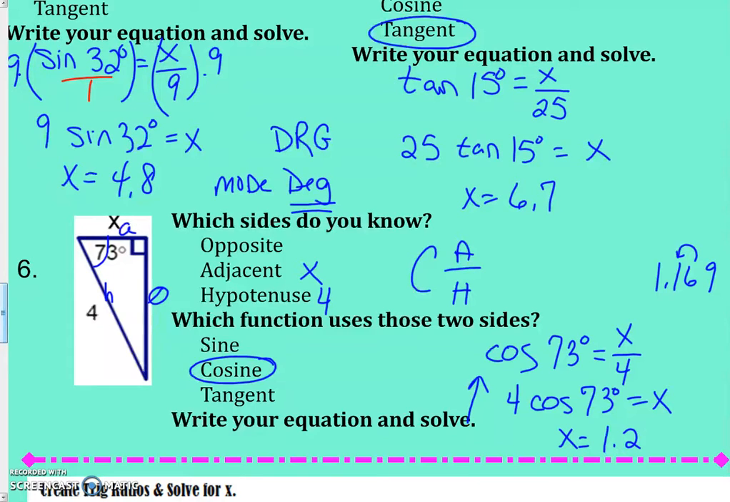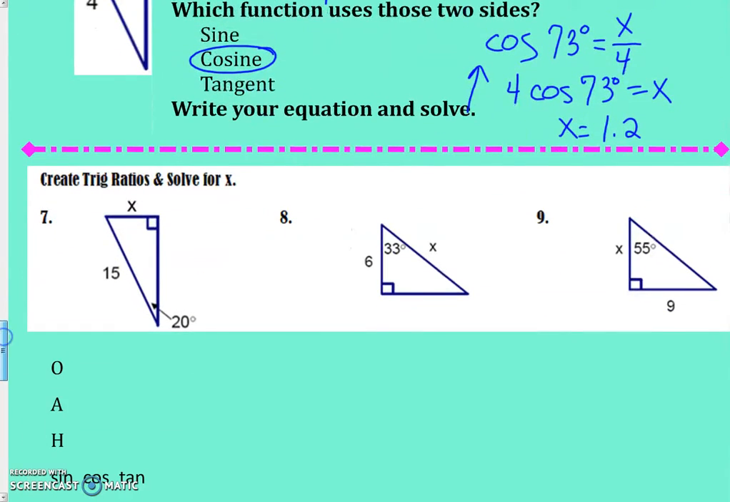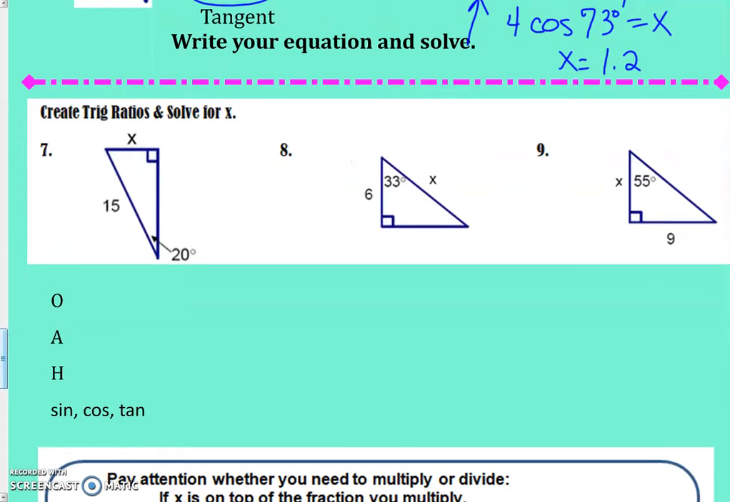All right, number 7, next page. Create your trig ratios and solve for x. So same as the last problems, but I haven't given you all of the information down below, so you have to think about it a little bit. There's my angle, my opposite, adjacent, hypotenuse. So I know opposite is x, hypotenuse is 15. That's O and H. So which one is O and H? That's sine. Sine is opposite over hypotenuse.